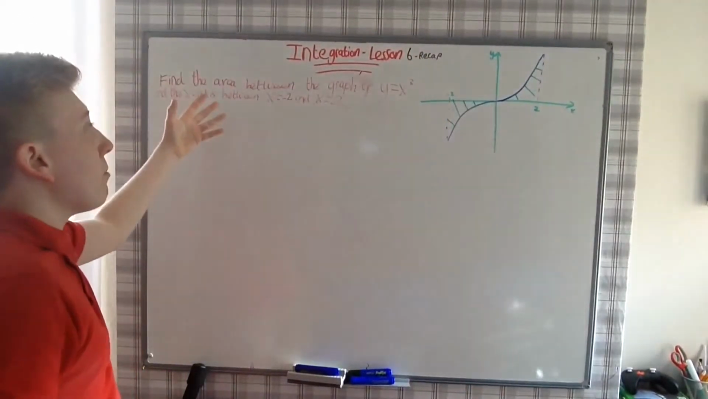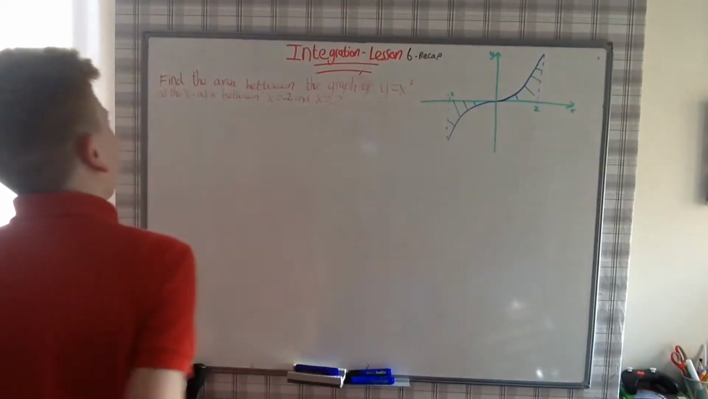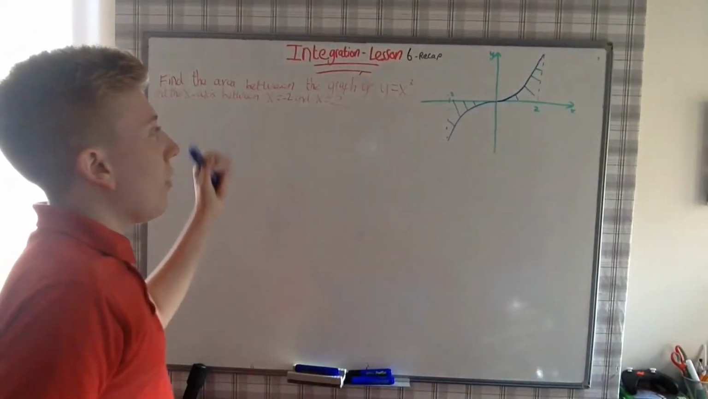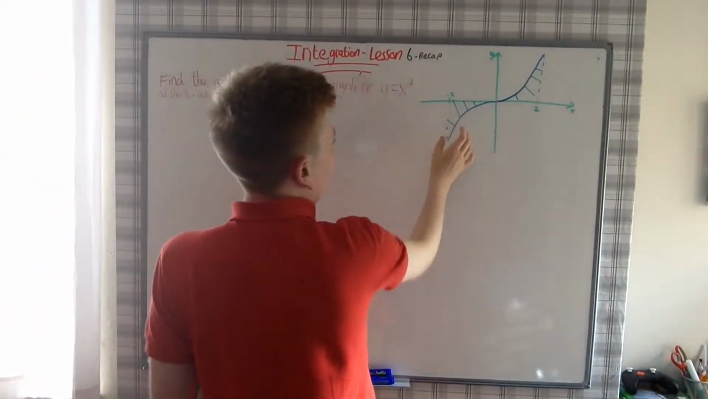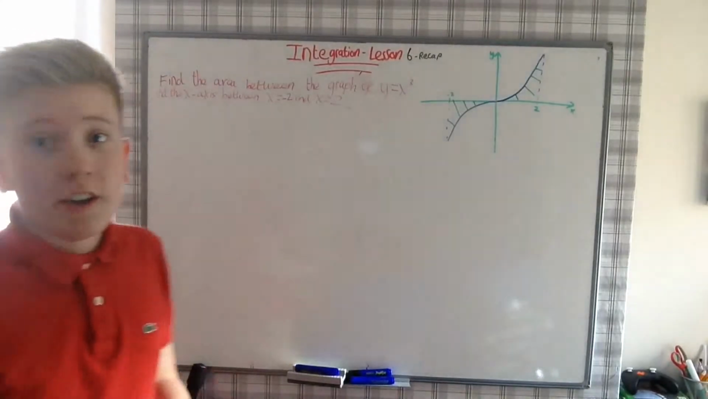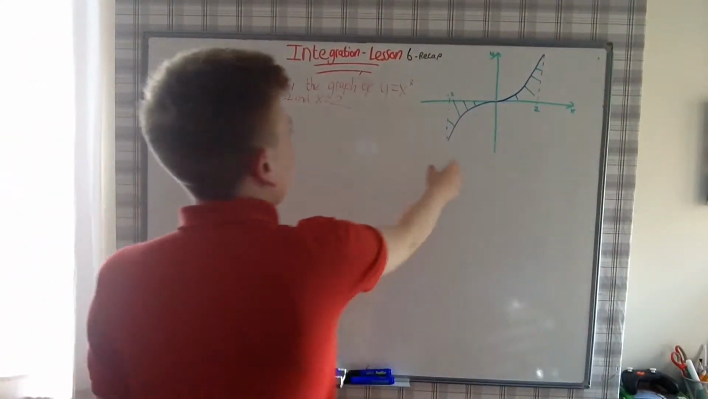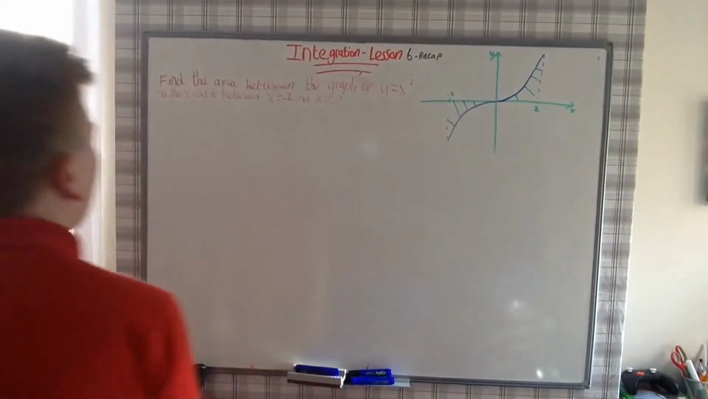Today we look at recapping points from lesson 4 and lesson 5. We look at how we can find the area below a curve. However, this time the question is slightly different, which means we need to approach it in a different way. So let's look at the question.